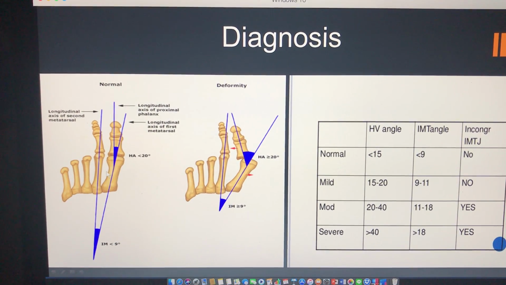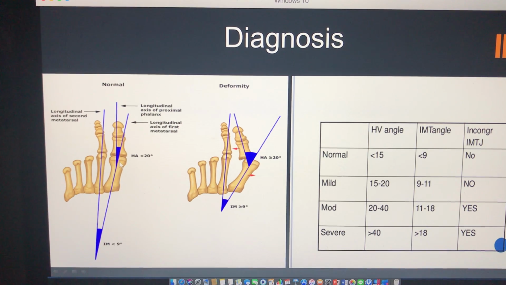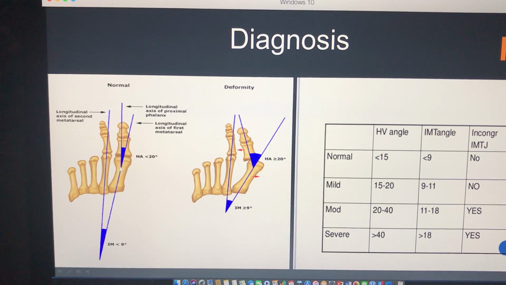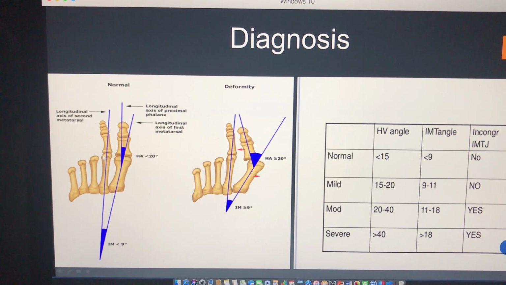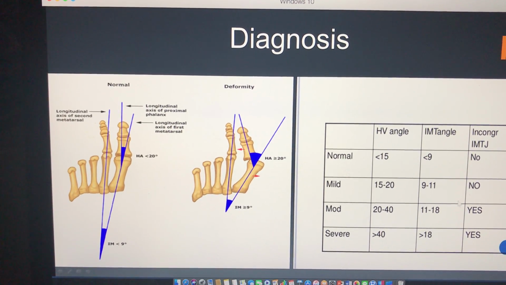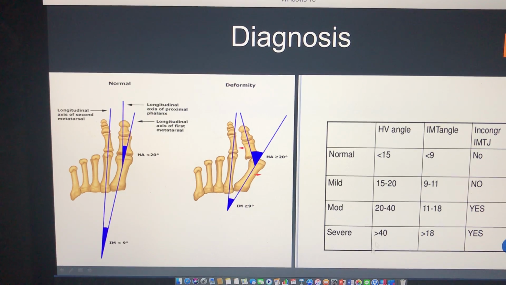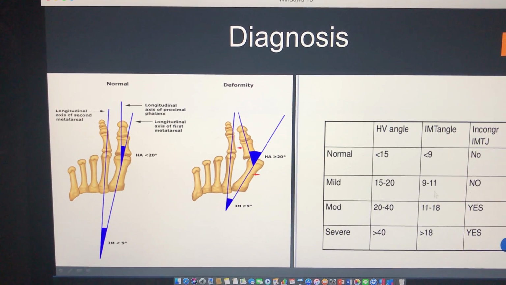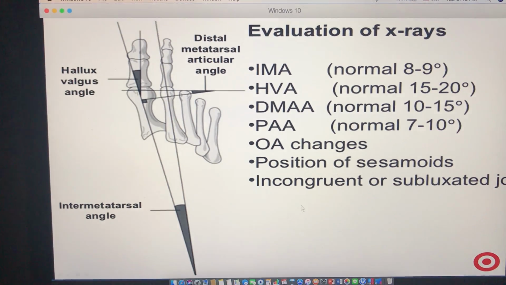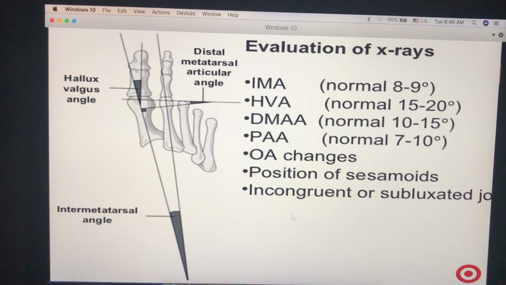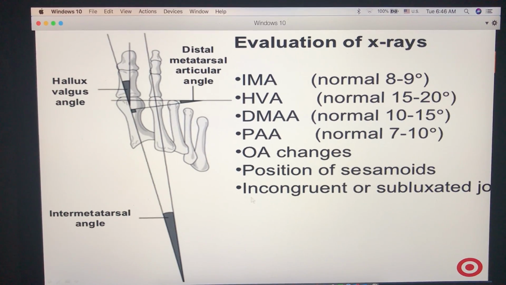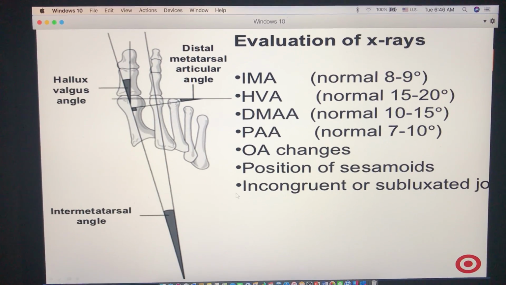Another angle we call the intermetatarsal angle, or IMA. We measure the axis of the first metatarsal bone and the axis of the second metatarsal bone. If this angle is more than 9 degrees, we call it Hallux valgus. They have mild, moderate, and severe as well. And these are the angles that we use to classify the patients and plan the treatment.